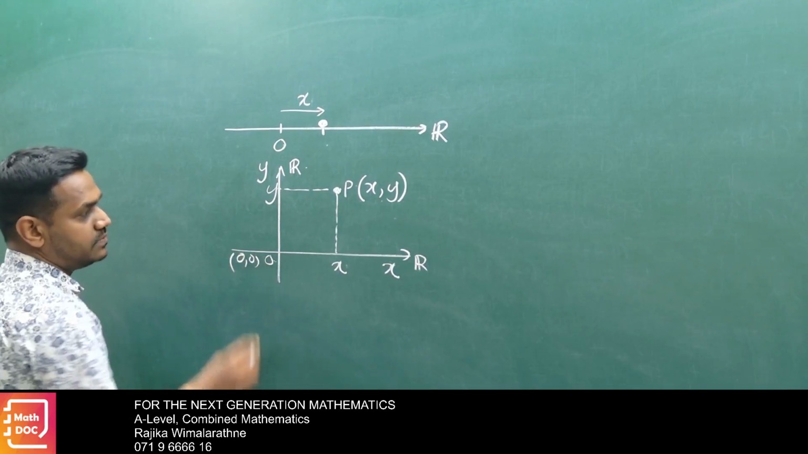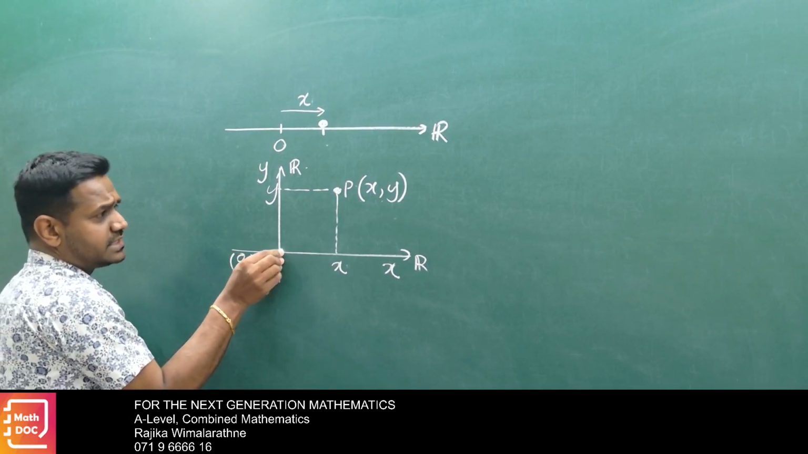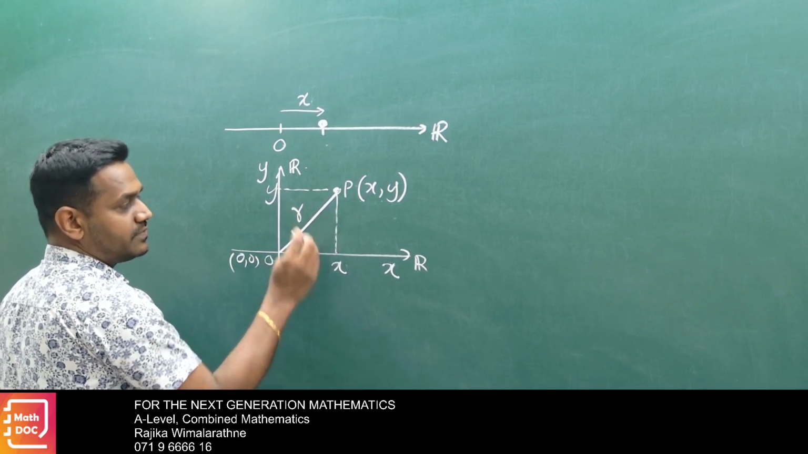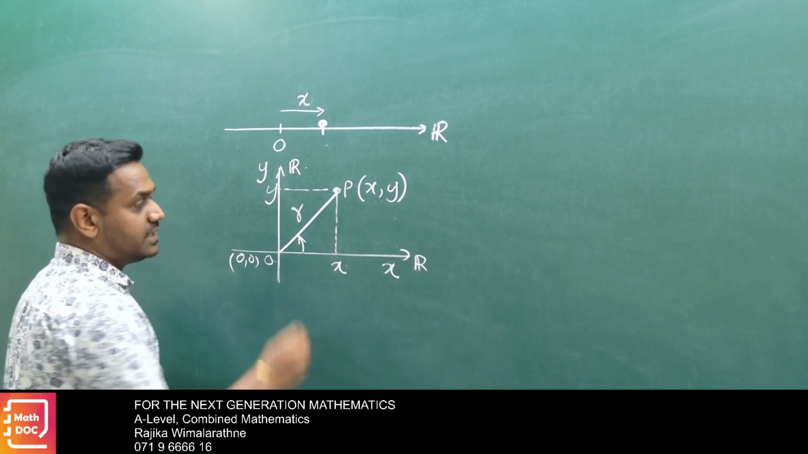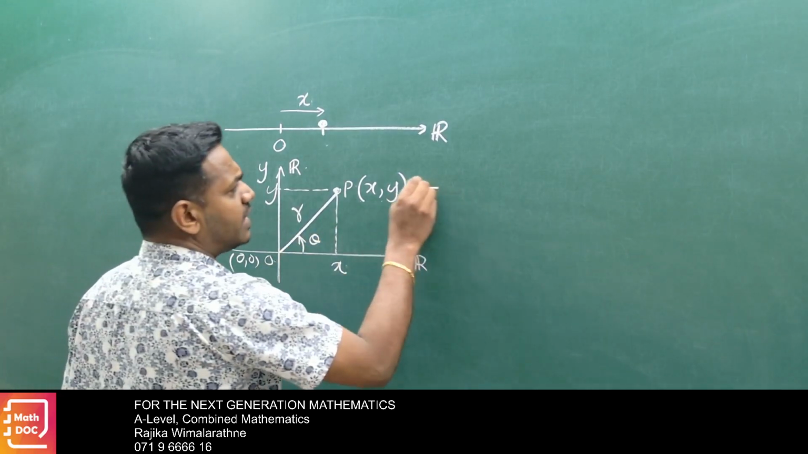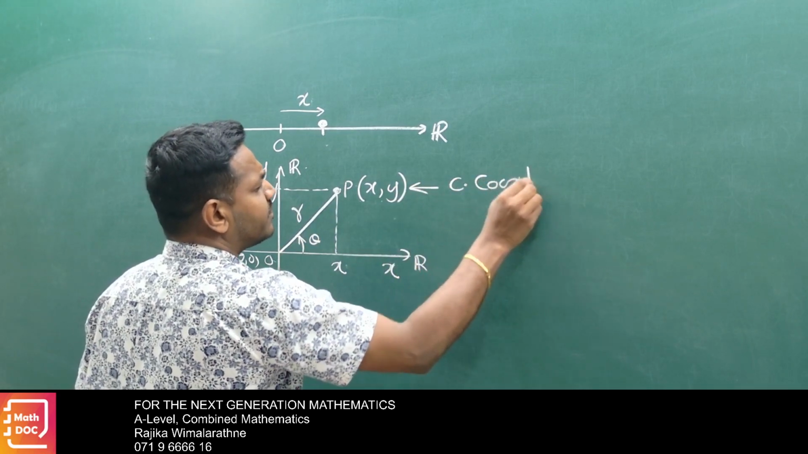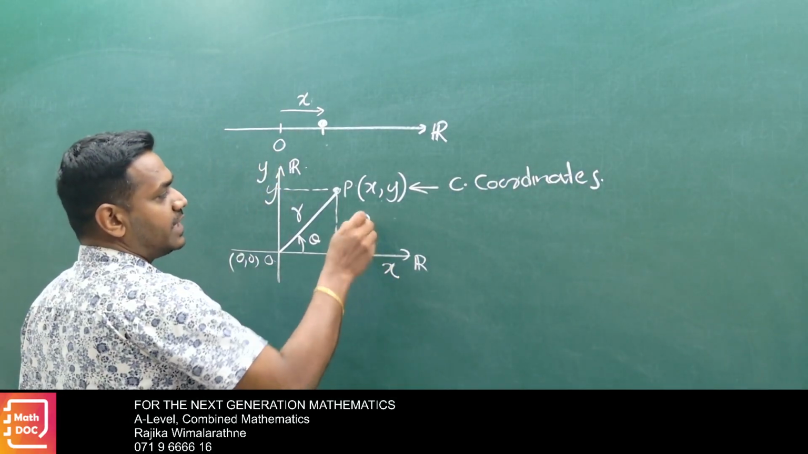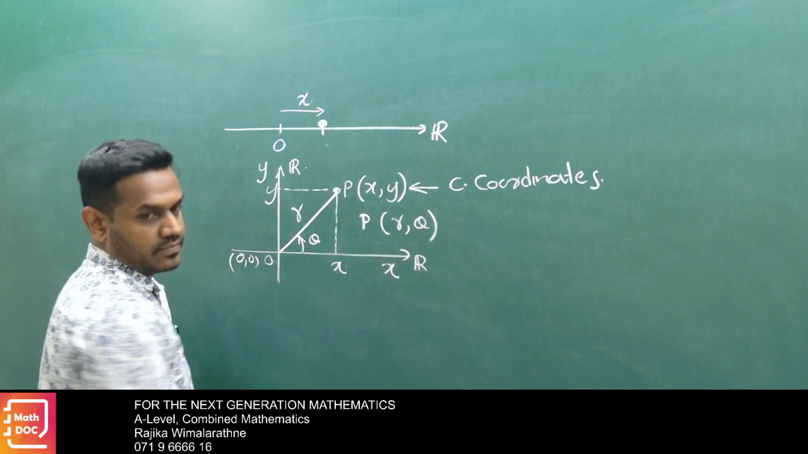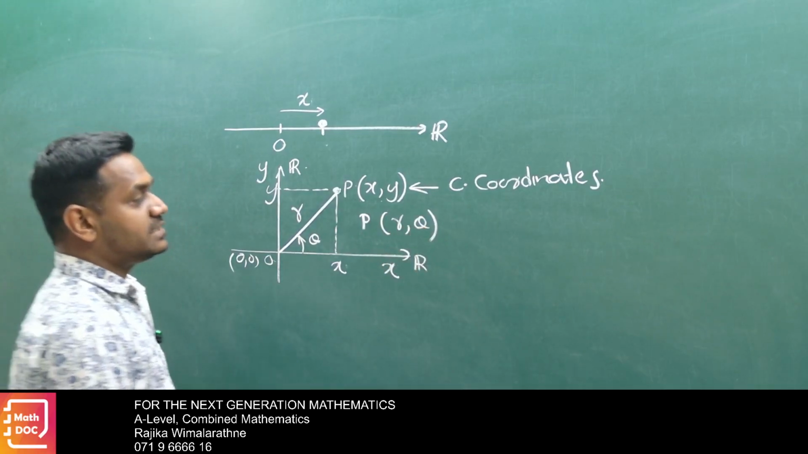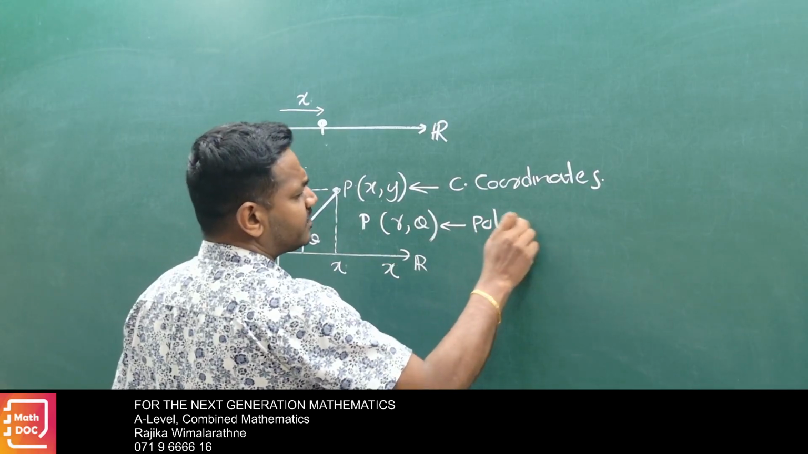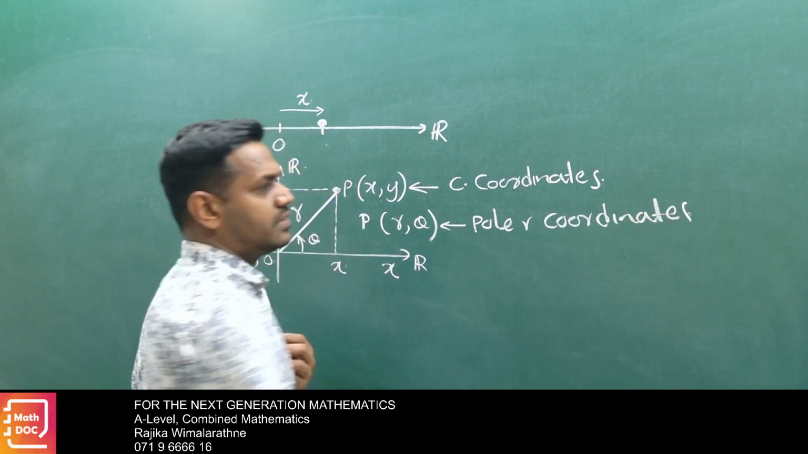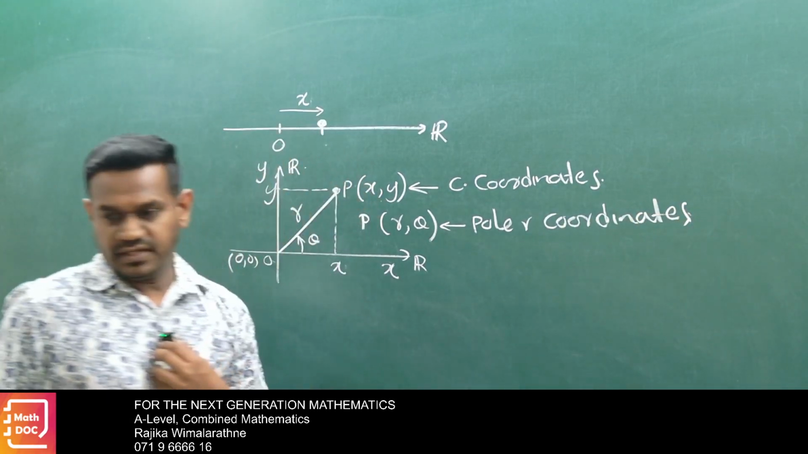You know these things. Anyway, take the distance from the origin, let's say r, and take this angle theta, measured anticlockwise from the positive direction of the x-axis. Further, we can write the coordinates of P as r comma theta. We say that is polar coordinates. Okay, Cartesian coordinates and polar coordinates.